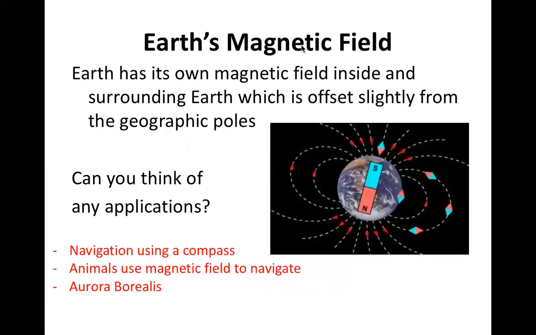Okay, we were talking about how Earth is a giant magnet, and actually the south magnetic pole is at the geographic North Pole where Santa lives, and the north magnetic pole is at the geographic South Pole where the penguins live. So Earth has its own magnetic field inside and surrounding the Earth, which is offset slightly from the geographic poles. And some applications of this are navigation. So we can use a simple compass to find the North Pole. Animals use the magnetic field lines to navigate. There's also the Aurora Borealis, which is also known as the Northern Lights.